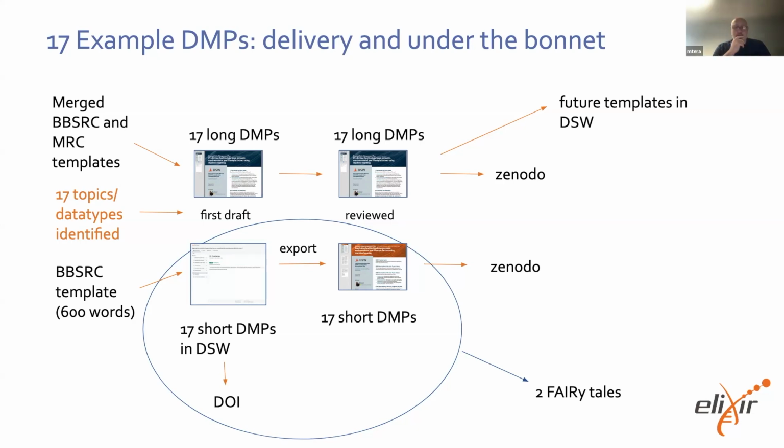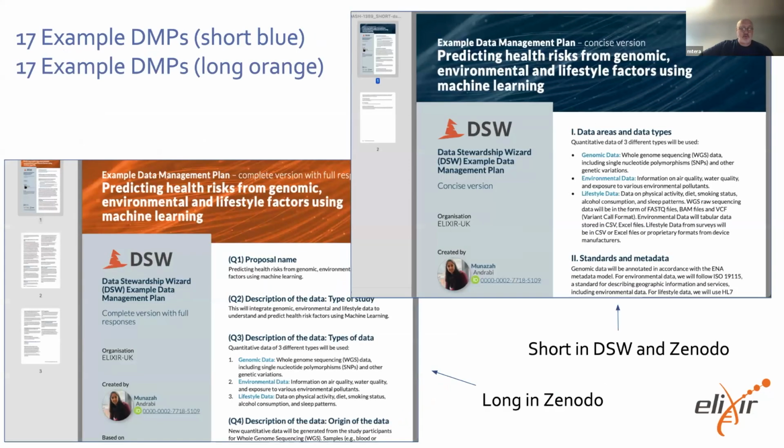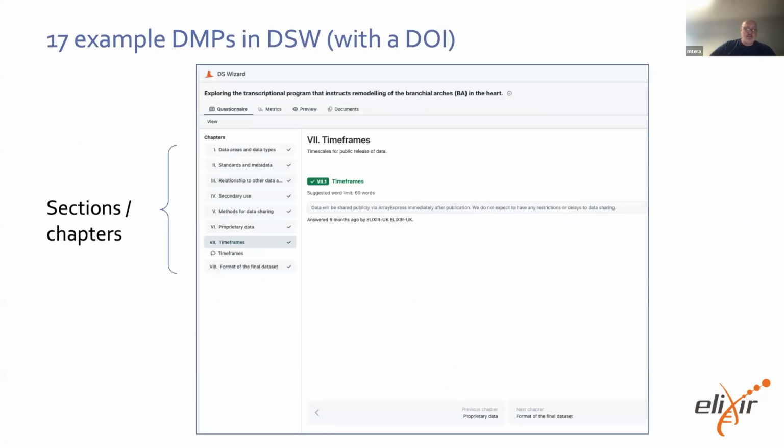So I'll just show you an example here. The blue is shorter. It's in DSW and also in Zenodo. The orange is longer. It's currently only in Zenodo until we have a template we can use, probably at the end of the year. And I wanted to show an example of the DMP in DSW with the sections or DMP headings on the left as chapters, with the data steward wording on the right as well. So you have access to all of these.